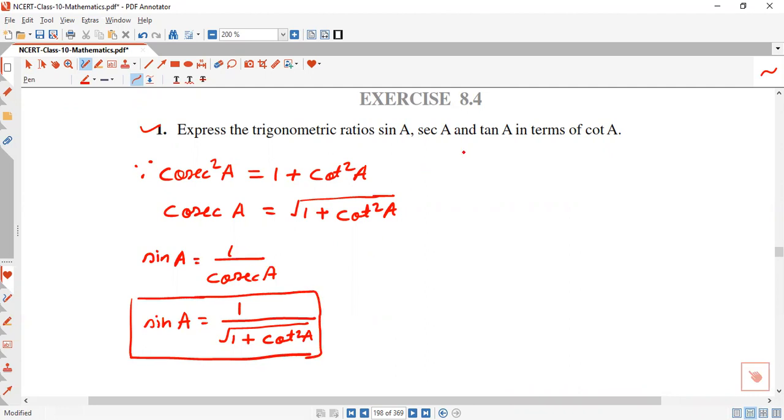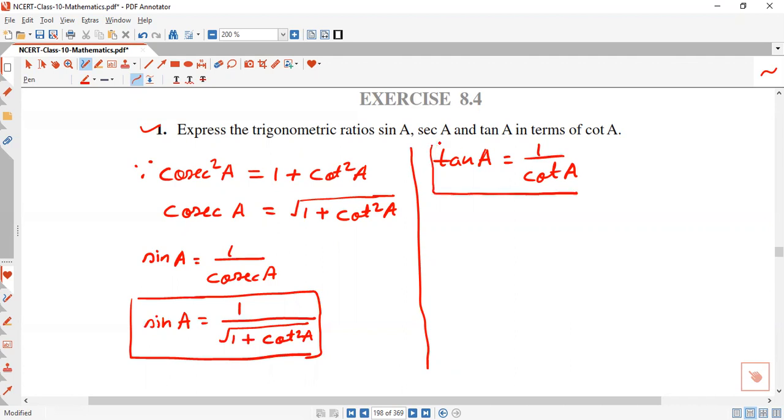Now, we have to find out the tan A. Since we know that tan A equal to 1 upon cot A. Tan A is a reciprocal of the cot A function. So this is the answer also. They are not asking very big things. Sec A they want to ask.